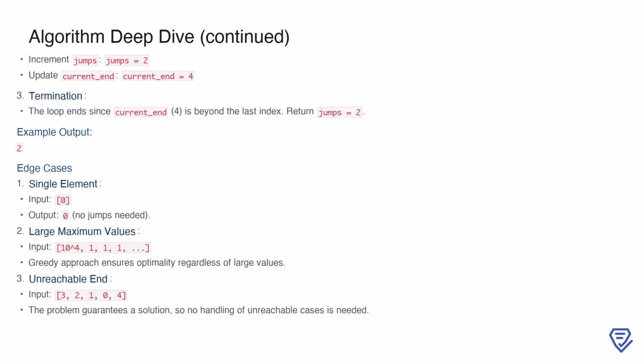Finally, the problem guarantees that the last index is always reachable, so we don't need to handle cases where reaching the end is impossible, such as 3, 2, 1, 0, 4. These considerations make the solution robust and reliable for all valid inputs.